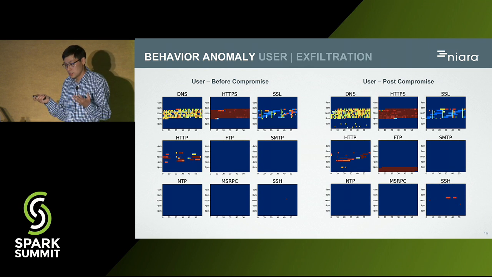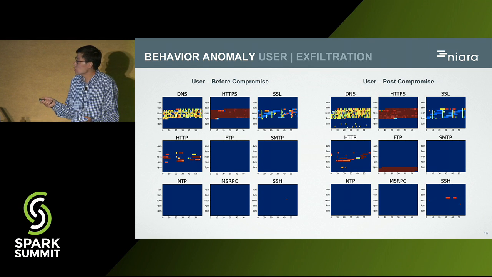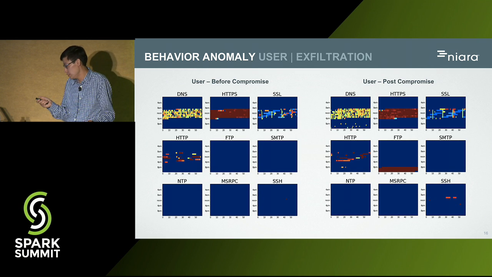First, this is still the same user. In this case, this user never worked overtime, and most of the time activity is within 9 to 5. After being compromised, we found this user started sending massive data, especially using a new protocol, which totally deviated from this user's normal behavior.